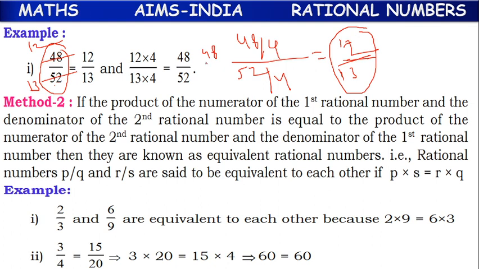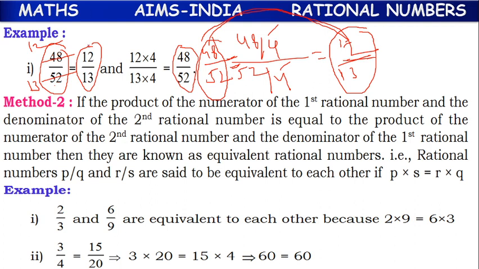But what is the given rational number? The given rational number is 48 by 52. As we are dividing with the same non-zero integer, we can tell that these two, 48 by 52 and 12 by 13, are equivalent to each other. Or we have 12 by 13, and if you multiply with 4, then we will get 48 by 52. Then also we can tell that both of them are equivalent. Okay, that is the first method.